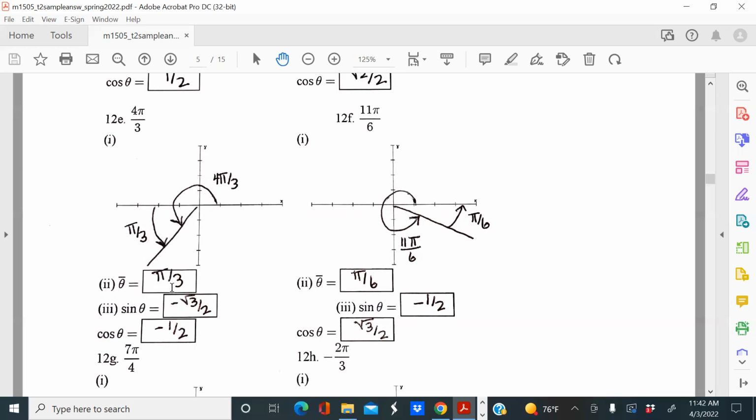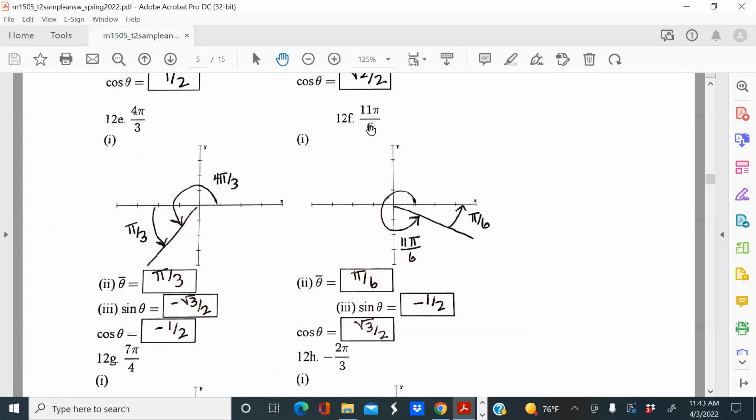So our reference angle is pi over 3. And now you can just compute the sine and cosine of 4 pi over 3 by remembering the sine and cosine of pi over 3. And then you just have to adjust the signs properly. Remember, you're in the third quadrant, so both the sine and the cosine will be negative.